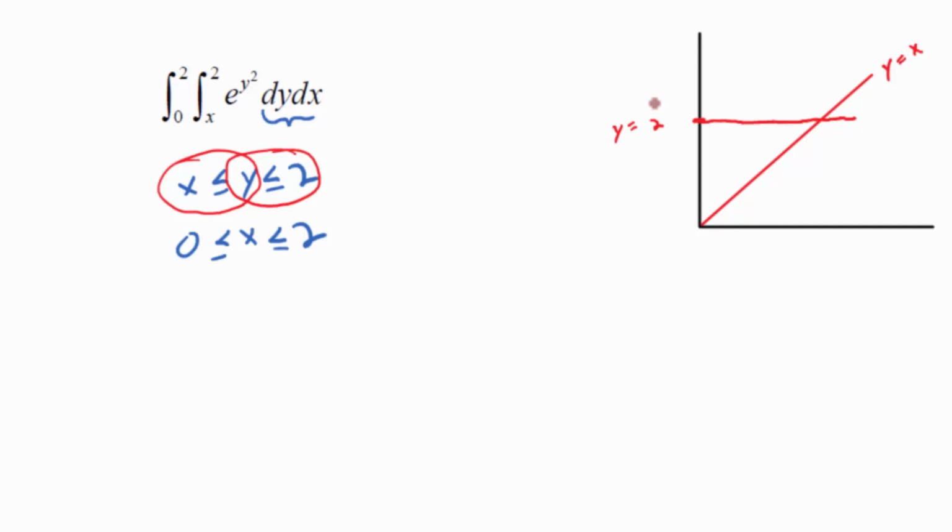x equals 0 would be what? Yeah, it could be part of the y-axis. And then x equals 2, perhaps. I'm going to make it dotted because I'm not positive yet.